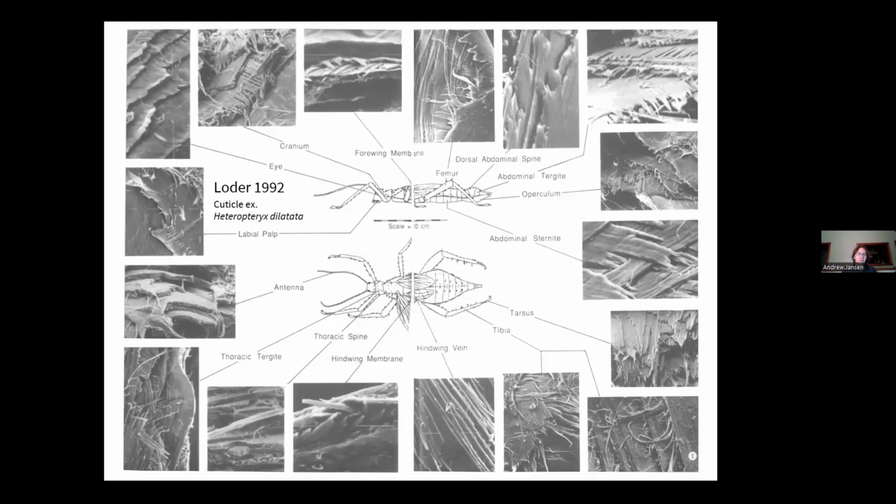So these sorts of systems have been studied only a couple of times, as I kind of alluded to before. This is a great example of a biologist who noticed something was amiss in an insect that he was studying. This is a guy named Loader, in 1992. Heteropteryx dilatata is a gigantic stick insect. They're like the size of a banana. They're awesome. They have very thick cuticle, very easy to study.